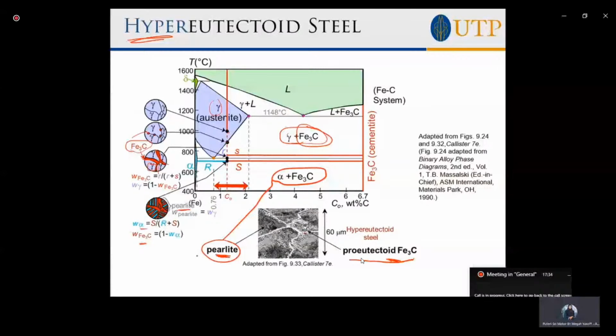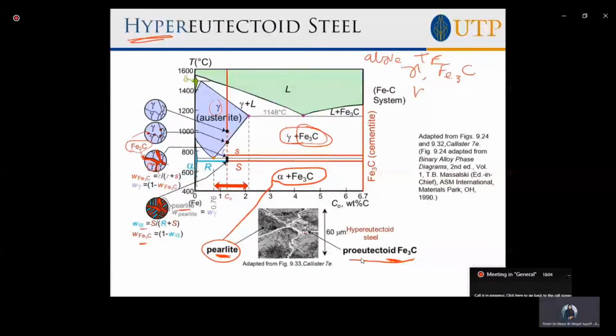All right. So then, if you know what you have, you see that your tie line is actually different before crossing the eutectoid temperature and after crossing. Then you can actually find the right amount of things. If you are above the eutectoid, you will be finding how much gamma and cementite you have. You have gamma and cementite.